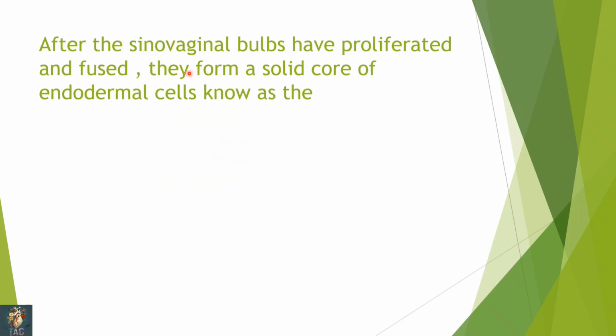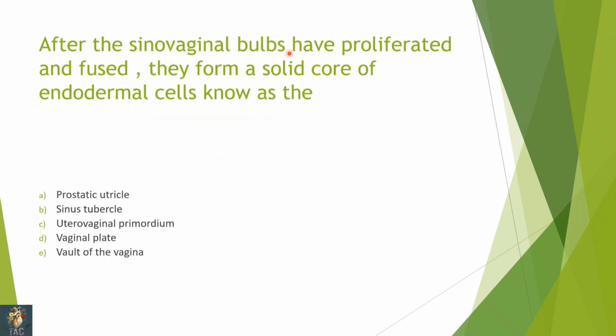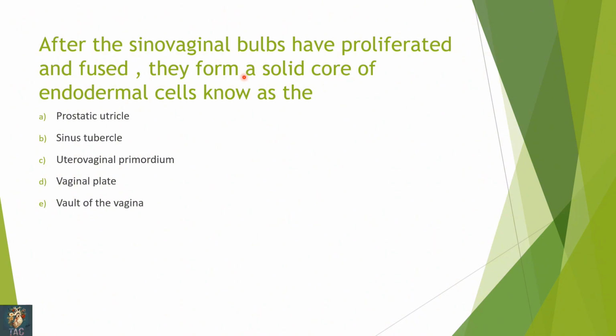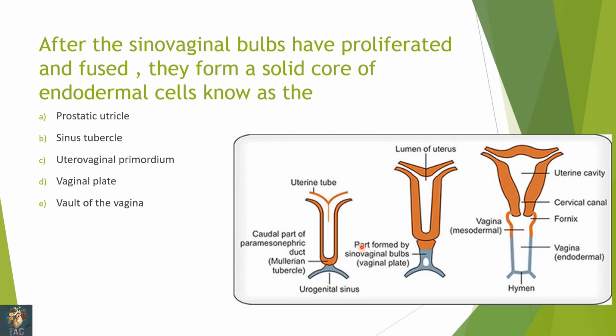Next is, after the sinovaginal bulbs have proliferated and fused, they form a solid cord of endodermal cells known as what? So this is the case in which the sinovaginal bulbs fuse. Actually, this will be the condition in the female genital tract. So in such a case, the prostatic utricle and these conditions are excluded. Look at this diagram. Here you can see this is the area where the sinovaginal bulbs have proliferated and they are forming a solid plate, and this plate is called the vaginal plate. So this is the correct option. D is the answer.